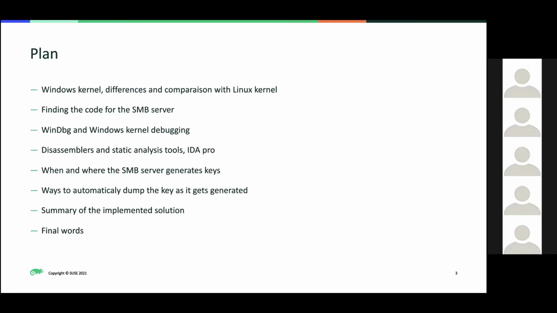I'll talk about disassemblers and static analysis tools, which I used to better understand the binary modules. In this case, I use IDA Pro, which I'll also talk about a bit. I'll talk about where the keys are generated and ways you can dump them automatically. I'll give a summary of the solution I've implemented. I have a little demo, which hopefully will work. We'll see about that. And finally, questions and everything.